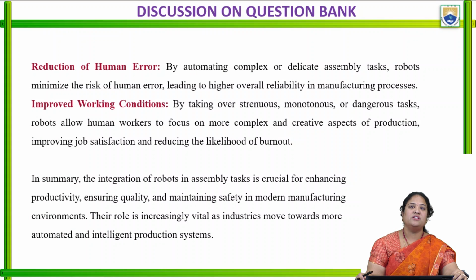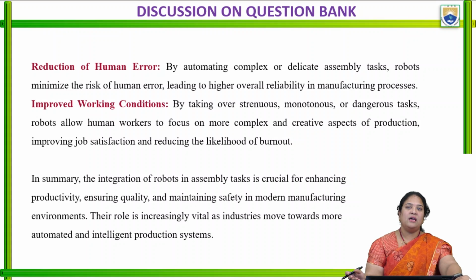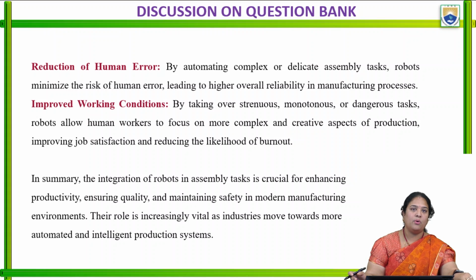Next is the reduction of human errors and improved work condition. That is, whenever we need to reduce the human errors, using the robot will give us a better improvement by reducing the human errors. That is, by automating the complex or delicate assembly task, robots minimize the risk of human errors, leading to higher overall reliability in manufacturing process.